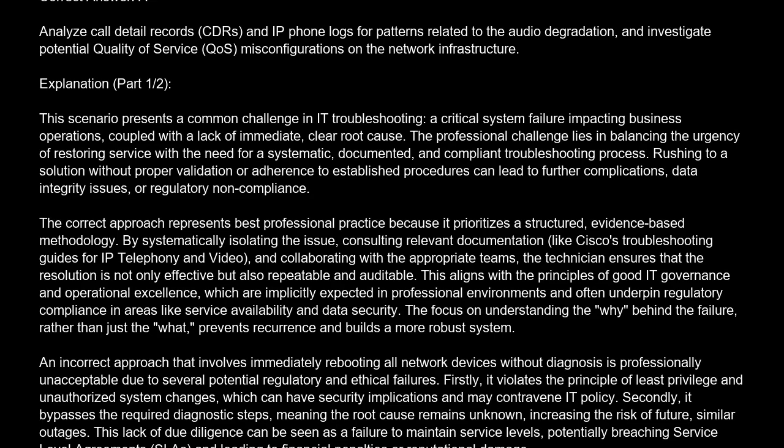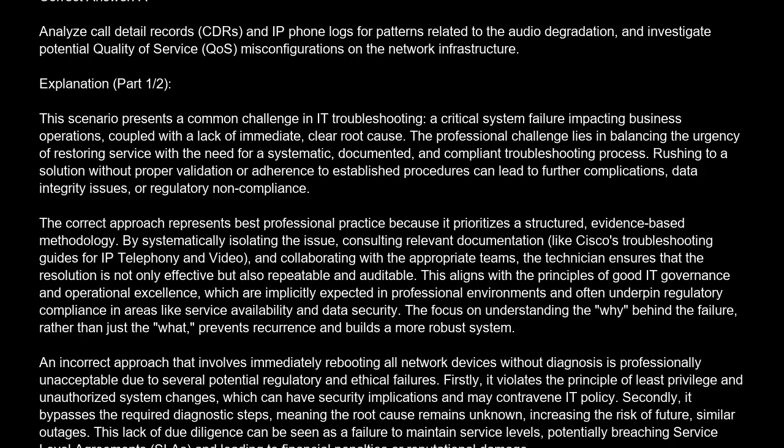The correct answer is A. Analyze call detail records (CDR) and IP phone logs for patterns related to the audio degradation and investigate potential quality of service (QoS) misconfigurations on the network infrastructure. Explanation: this scenario presents a common challenge in IT troubleshooting, a critical system failure impacting business operations, coupled with a lack of immediate clear root cause.